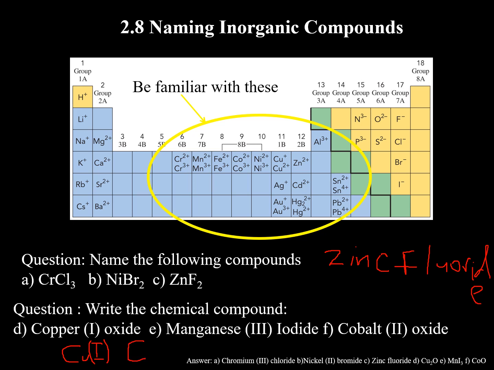So Cu is, in this case, will be 2+. I'm sorry, Cu will be +1. So let me erase this. Cu will be +1, coming from the name copper 1. And the O will be O2-. It's a chalcogen located here. It'll always be 2-. You crisscross and you get Cu2O.